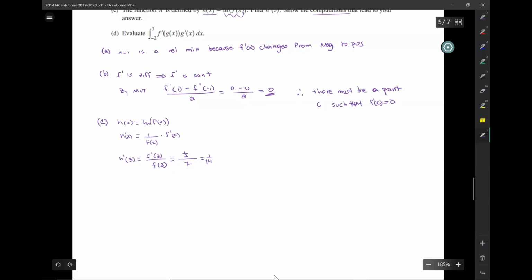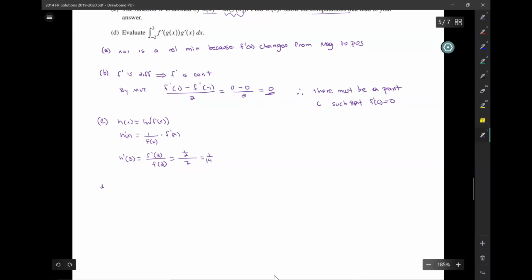Part D reads, evaluate the integral from -2 to 3, f prime of g of x times g prime of x. Okay, so what is this, right? Do you see how this is f prime of a function times the derivative of the inside? Right? F prime of a function times the derivative of the inside. So somebody took a derivative of this nested function, and that's what they got. Well, now the integral is telling us to take the antiderivative, to undo that derivative.